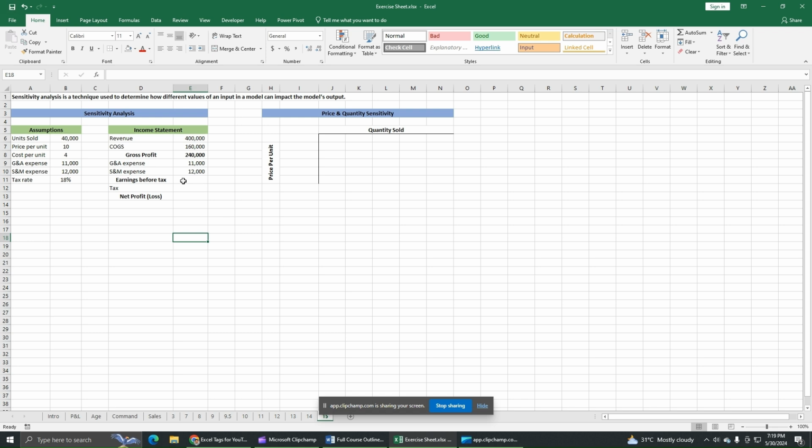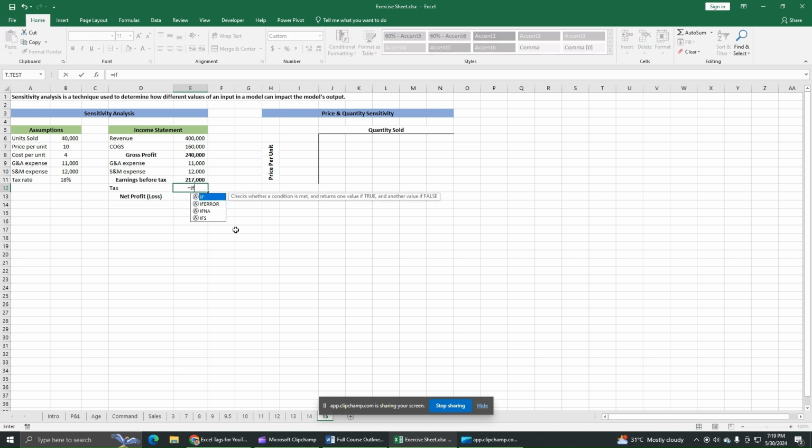Now, earnings before tax. We have to subtract these two expenses from gross profit. Now, tax: if the earnings before tax is a negative number, then there will be no tax. But if this is a positive number, in that case there will be a tax at 18%. So how do we have to give a formula here?